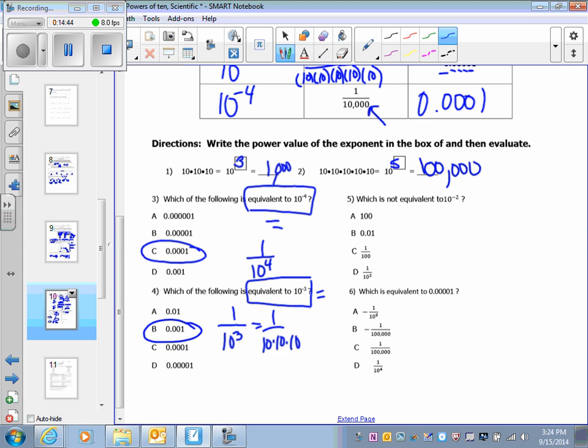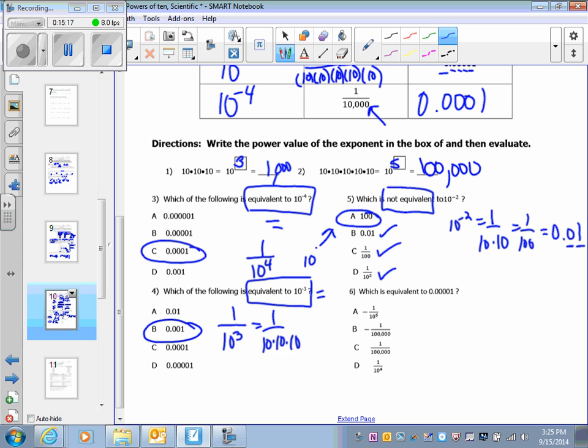Okay. Next, it says which is not equivalent. This question is asking which is not equivalent to 10 to the negative 2nd. So here's where you need to know multiple representations of the same thing. So 10 to the negative second is the same as 1 over 10 times 10, which is the same as 1 over 100, which is 2 zeros with the leading 0. Tenths, hundredths. So this is, and this is. A is not because 100 actually represents 10 to the positive 2 and not 10 to the negative 2.